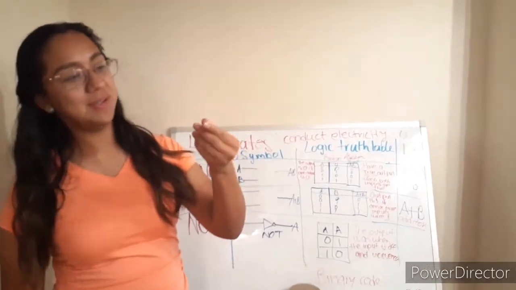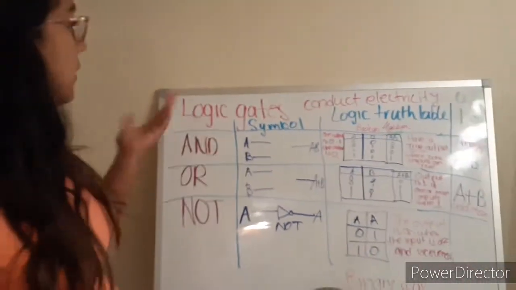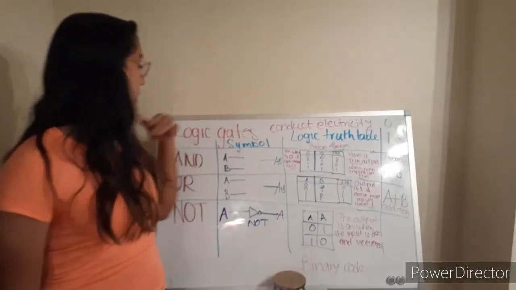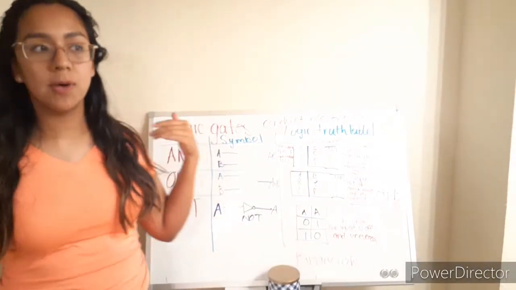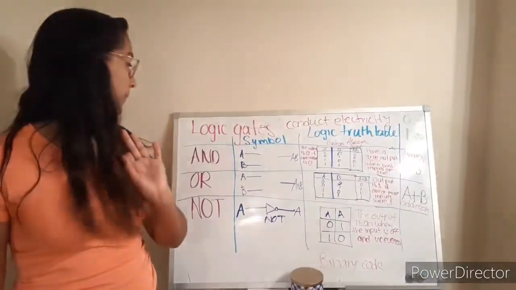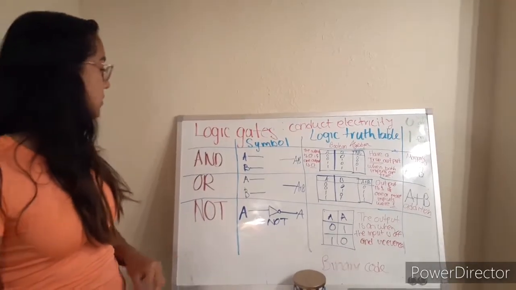The integrated circuits include logic gates inside. The logic gates are devices that can conduct electricity. There are 7 different types, but for this project we'll be focusing on the main 3, which are the AND, OR, and NOT.